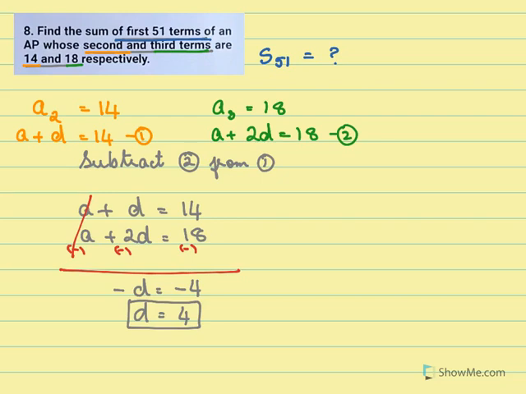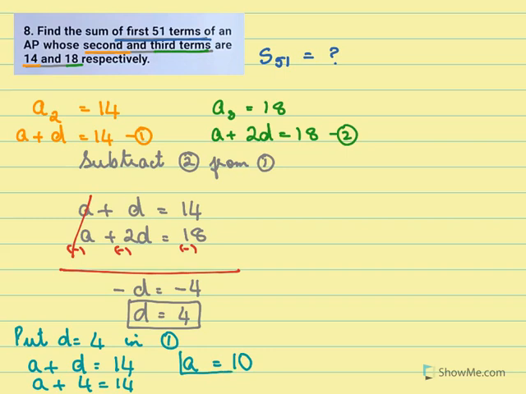Now we need to find the value of A. Now to find the value of A, I will put D equal to 4, say in equation 1. Equation 1 is A plus D equal to 14. So A plus 4 equal to 14. And you'll agree your A is 10. So I got my second information. Now go ahead and find out what they asked.